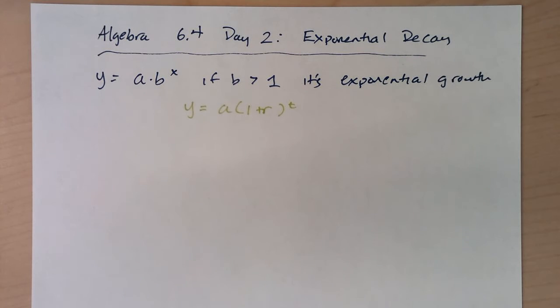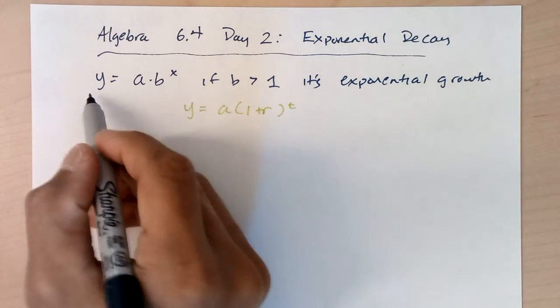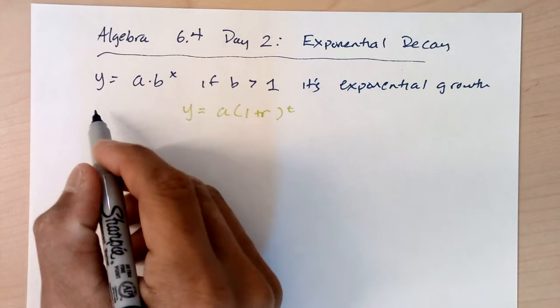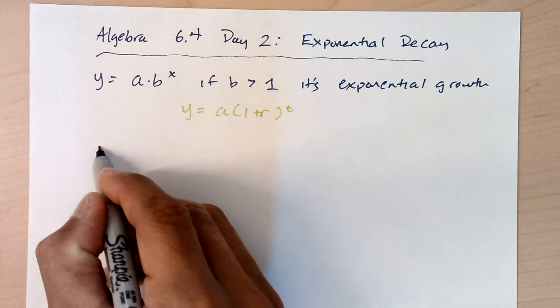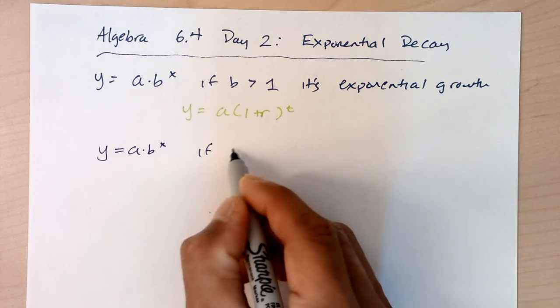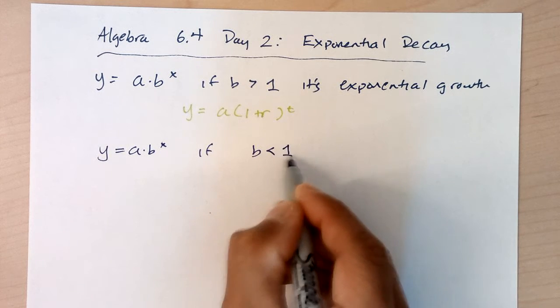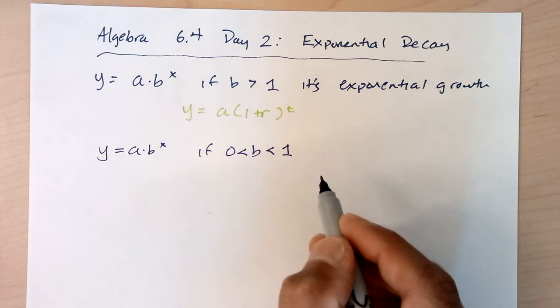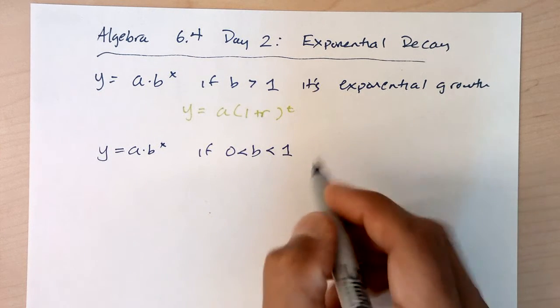Okay, continuing with 6.4. On day one, we talked about exponential growth, so here's a little bit of review. Exponential decay is basically the opposite of exponential growth. Your equation still needs to be in the form y equals a times b to the x power. So it still looks like this, but if b is less than 1, and it also has to be more than 0, then that's an example of exponential decay.